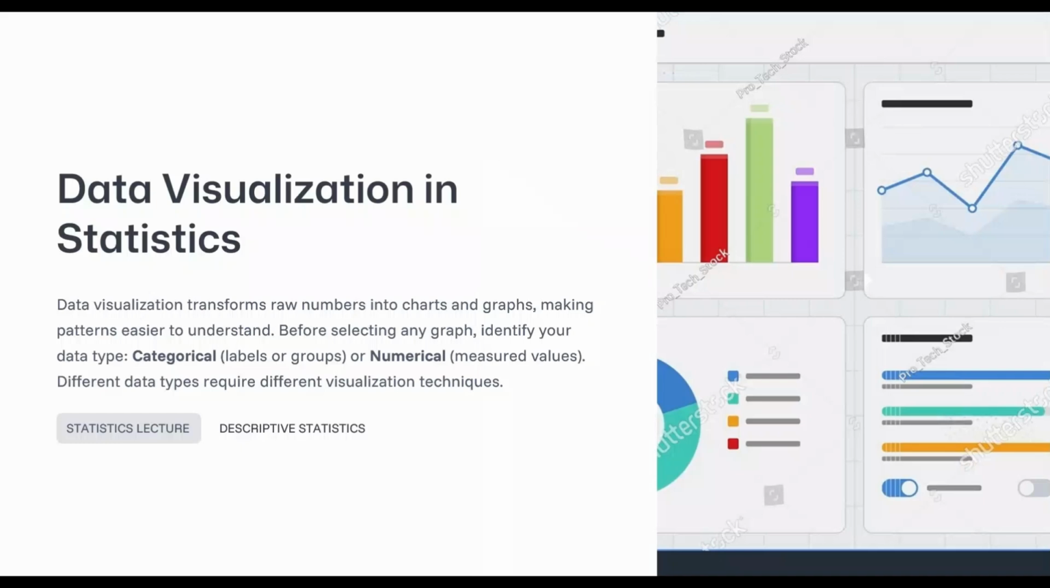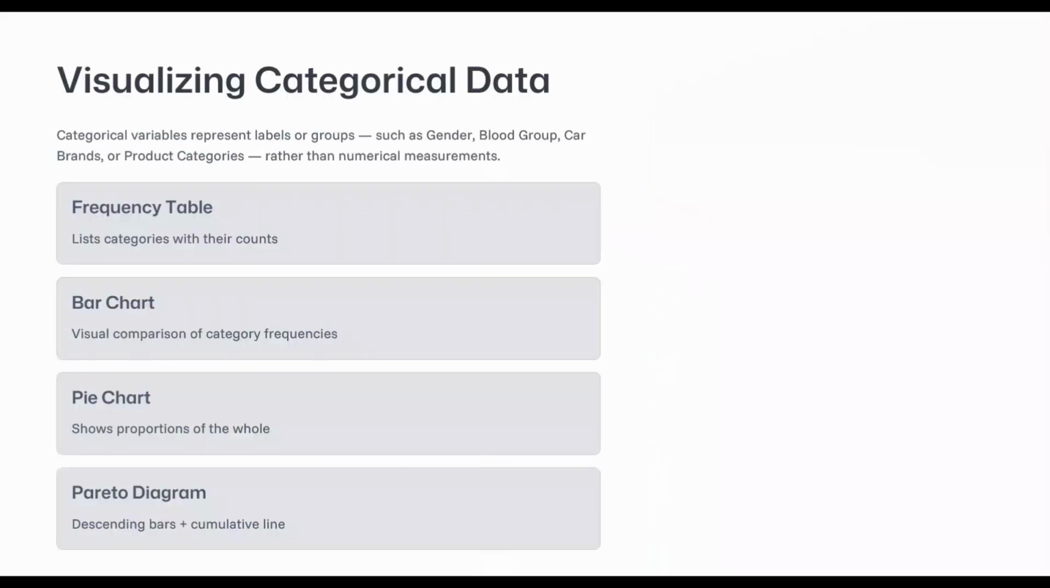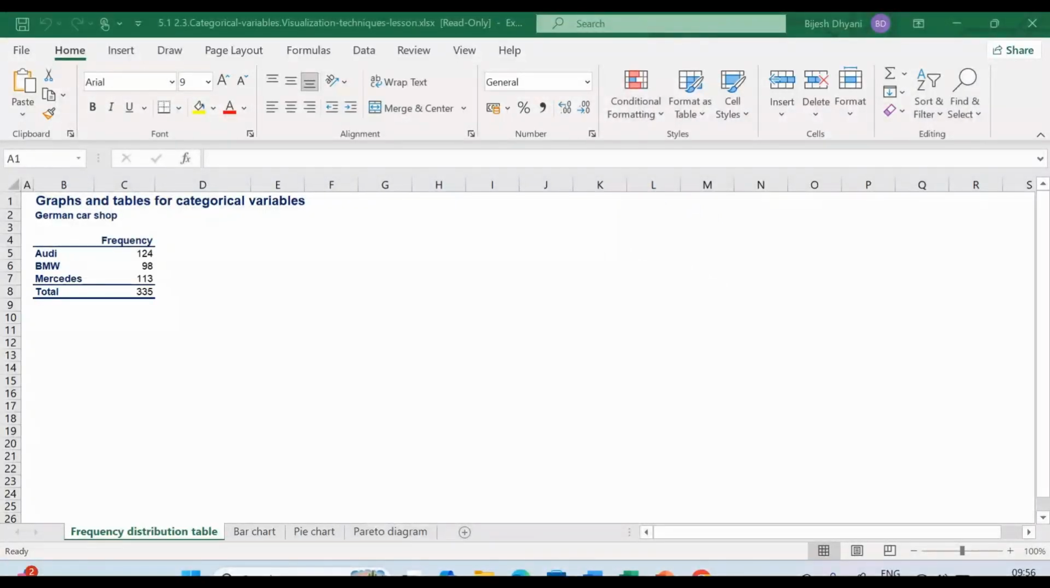As you may recall, there are two types of variables, categorical and numerical. So in this video, first we will focus on categorical variables. Some of the common ways to visualize them are the frequency distribution table, bar charts, which are also known as column charts, then the pie charts and the Pareto diagram. First, let's see what a frequency distribution table looks like.